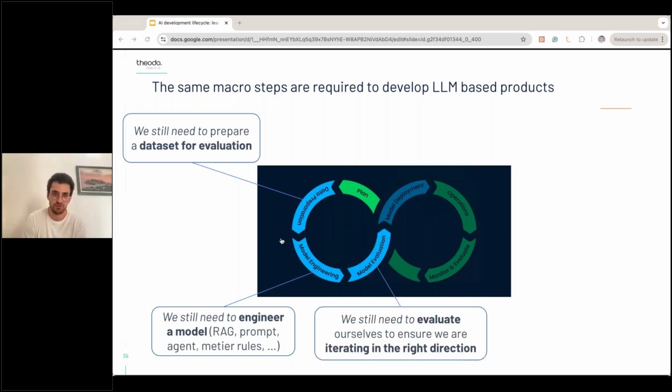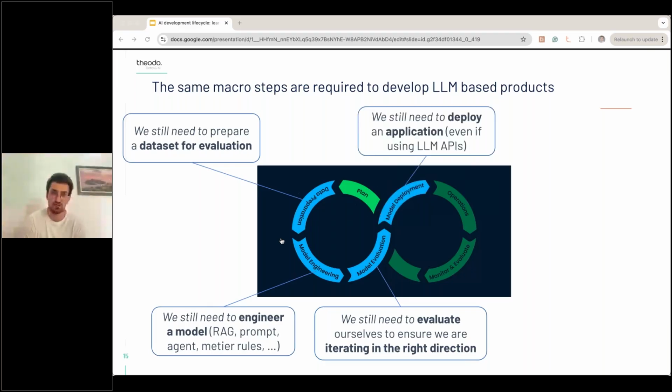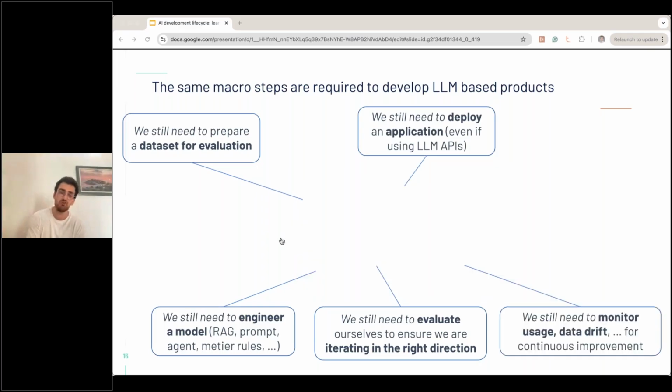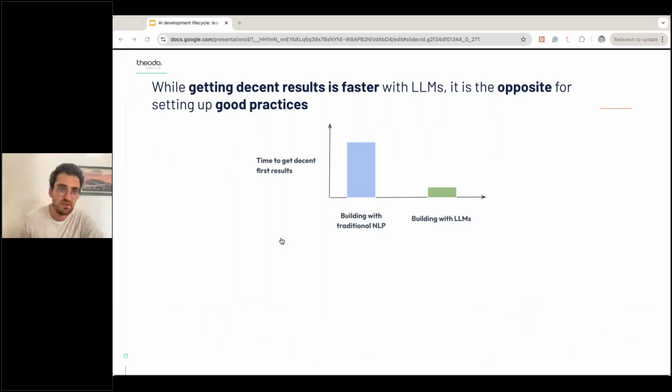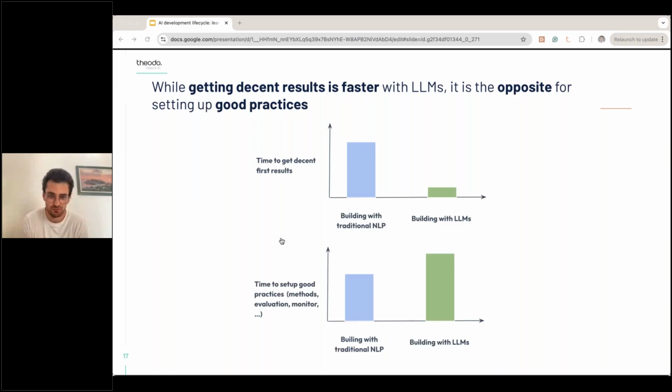You need to evaluate what you're doing to make sure you're iterating in the right direction. You still need to deploy an application. Even though you're using APIs, you need to deploy something around it. And you still need to monitor the usage and the data drift for continuous improvement. So while getting decent results is much faster, it's actually the opposite for good practices.